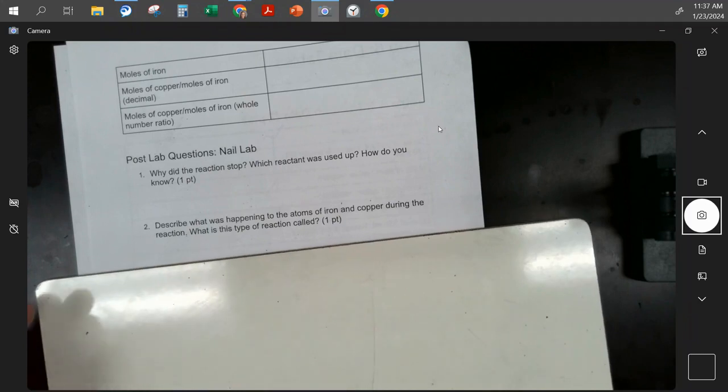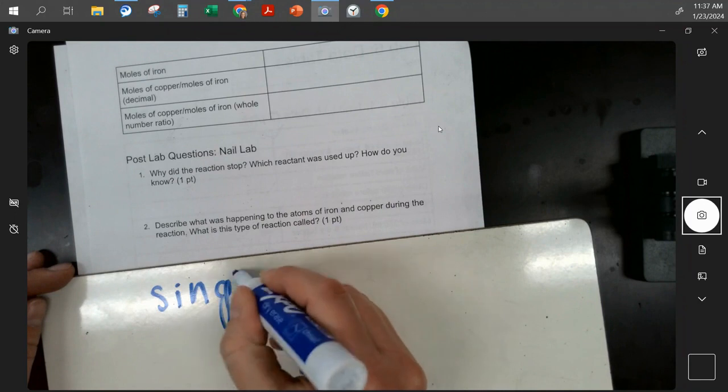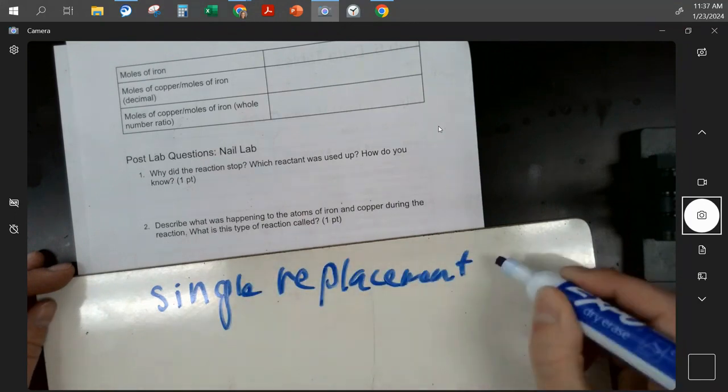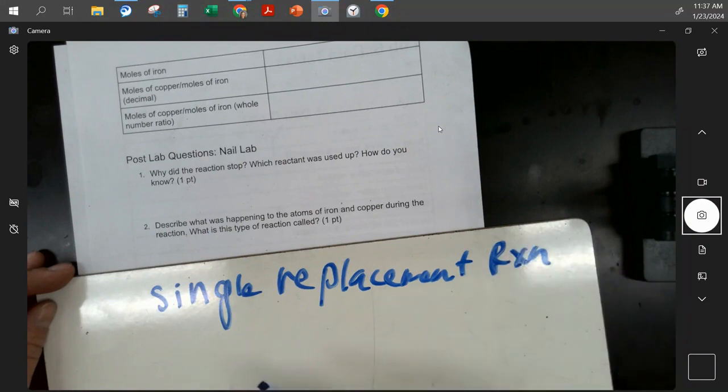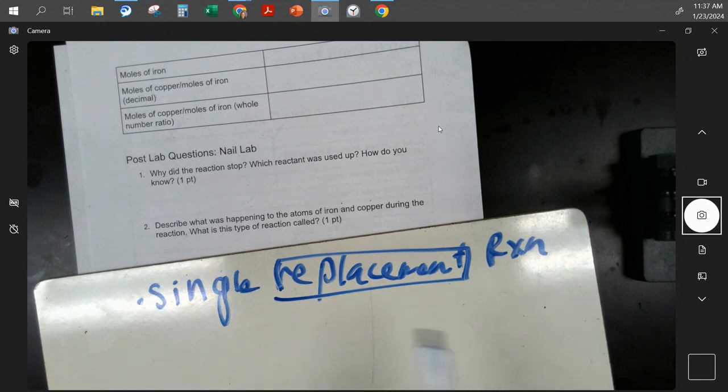So there's a few names you could call this. This one is specifically called a single replacement reaction. You can also just call it a replacement reaction. In the instructions, I think it says it's a replacement reaction. So you could just call it replacement. This is specifically a single replacement because we have two metals, copper and iron.